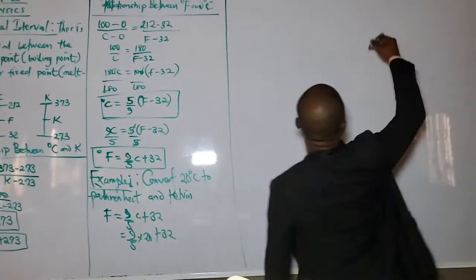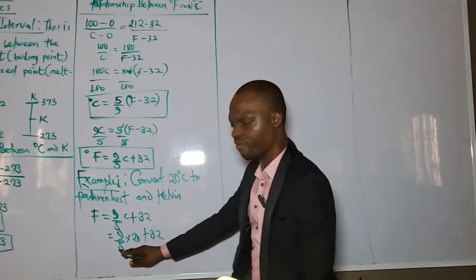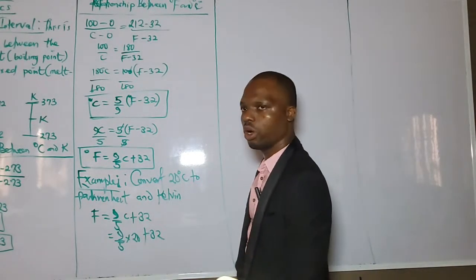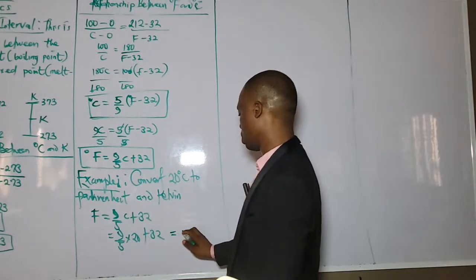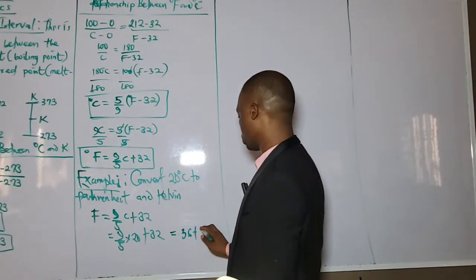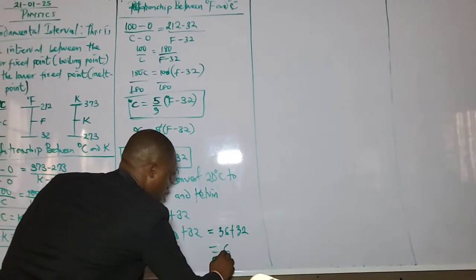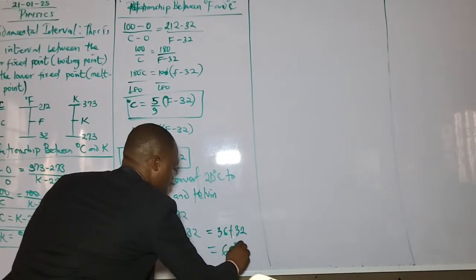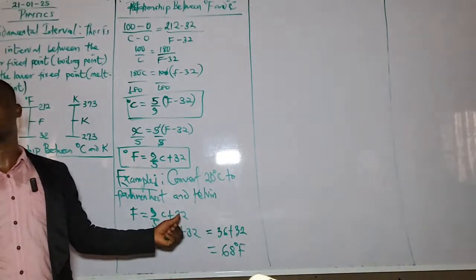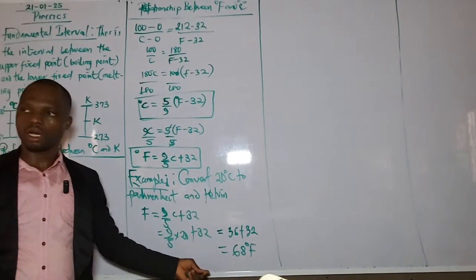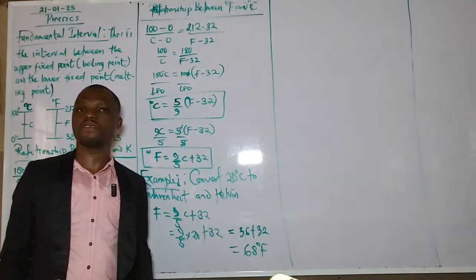So we have 9 over 5. 5 goes here. 4. 9 times 4 is 36. So we can write it here: 36 plus 32. So the Fahrenheit scale is 68 degrees Fahrenheit. So that means when you are measuring 20 degrees Celsius on the Celsius scale, the equivalent is 68 degrees Fahrenheit.